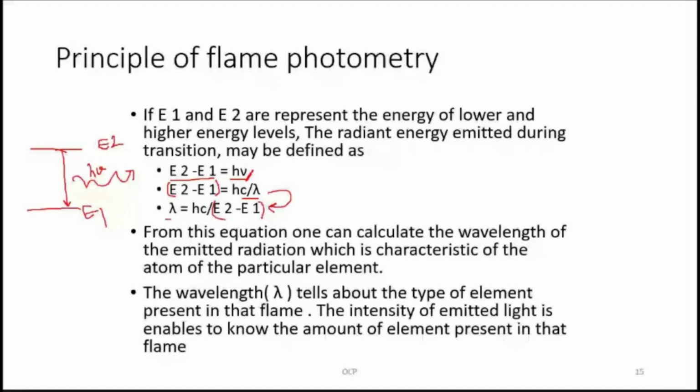From this equation, one can calculate the wavelength of the emitted radiation, which is characteristic of the atom of the particular element. If you change the element, lambda will be different. The wavelength lambda tells about the type of element present in the flame. The intensity of the emitted light tells the amount of element present in that flame. If sodium is present in large amount, you will get bright yellow radiation coming from the flame. If potassium is present, there will be a slight orange color to the flame, and the more potassium present, the more the orange color intensity increases.